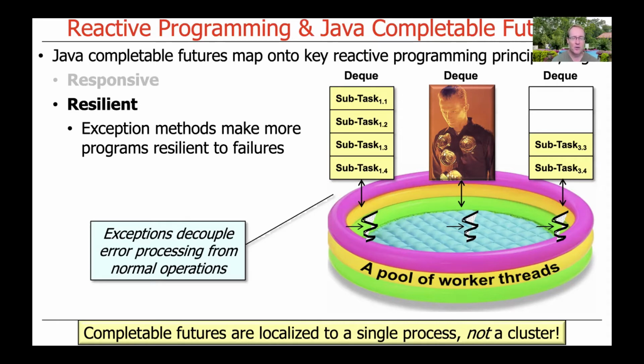Different things you can do. You can continue to propagate the exception. You can swallow the exception. You could terminate the thread. There's a bunch of different things you can do to cause things to work properly.